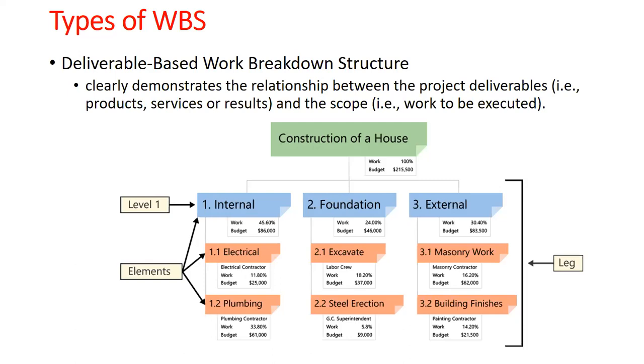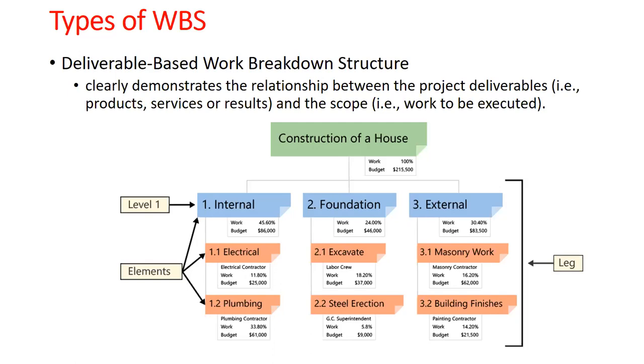So the first one we have here is the deliverable-based work breakdown structure. It clearly demonstrates the relationship between the project deliverables and the scope. So you see an example here, you have the construction of the house, and then you see the level 1. So it majorly focuses on level 1. Not really the phases, where the deliverable is gotten, that's where it focuses, on the deliverable rather.